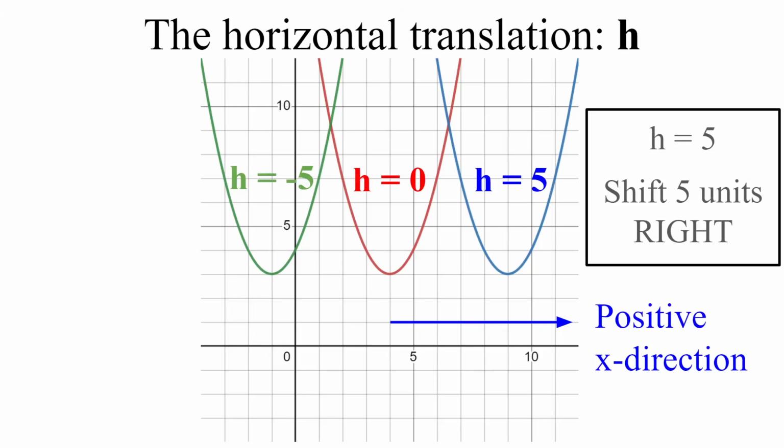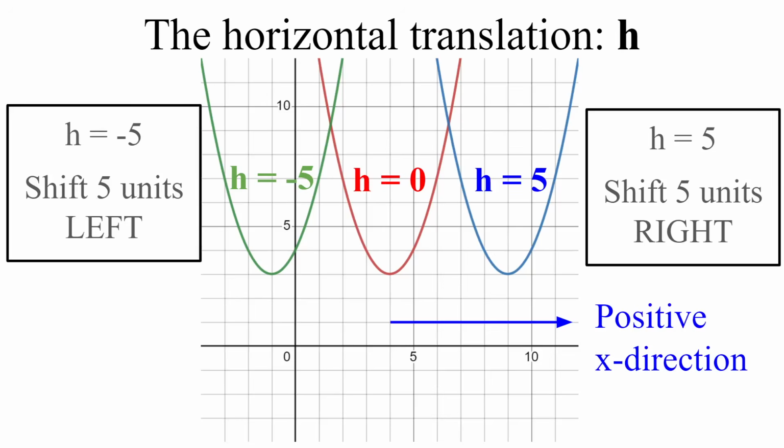The green one, on the other hand, has an h of negative 5, which tells us to shift the function 5 units left. And again, we use negative for left because left is the negative x direction.